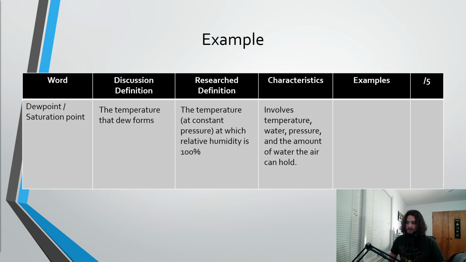And I would give us overall a 3. We got the definition right. It is technically the temperature that dew forms, but that's only about half or so of the actual definition. It's the temperature, but it's also the pressure, and it has to do with the amount of water vapor in the air. So we got part of it. We missed part of it. We did all right. We got about a 3.